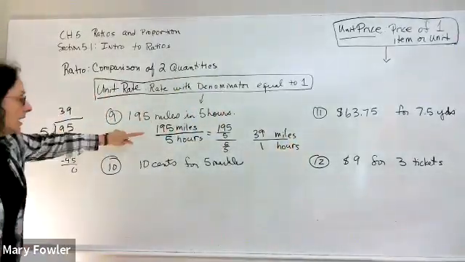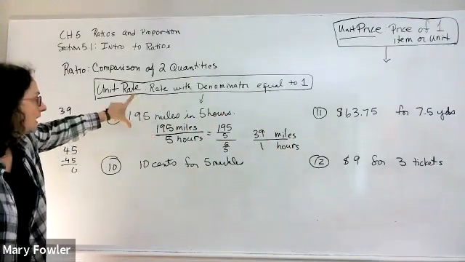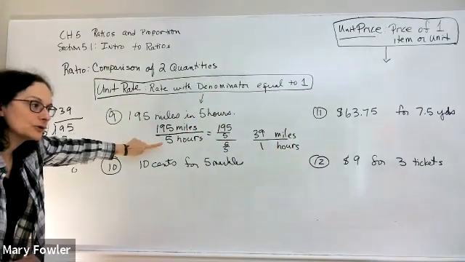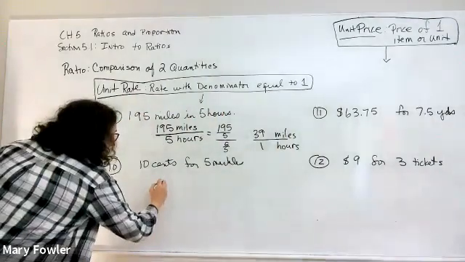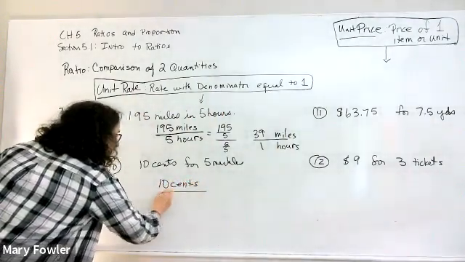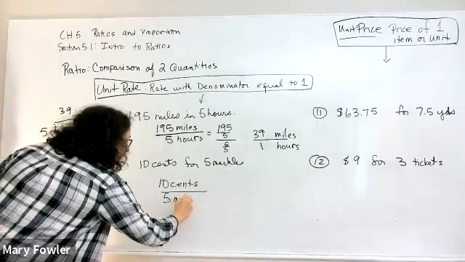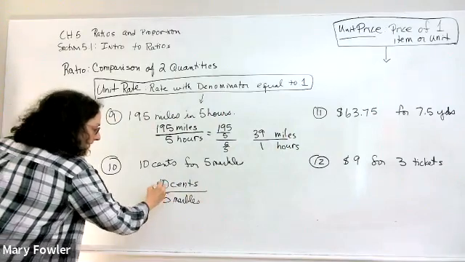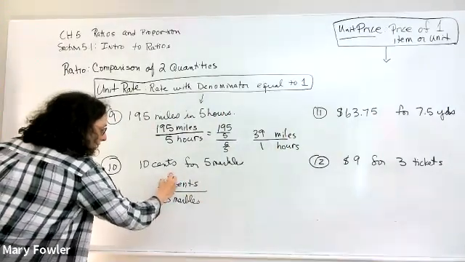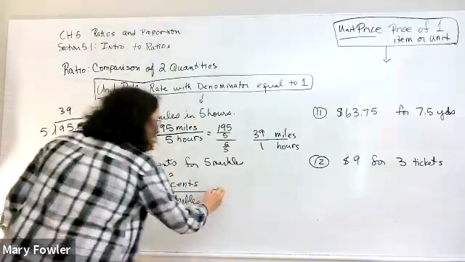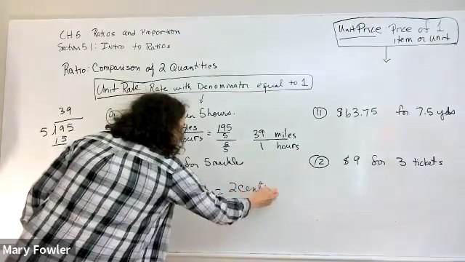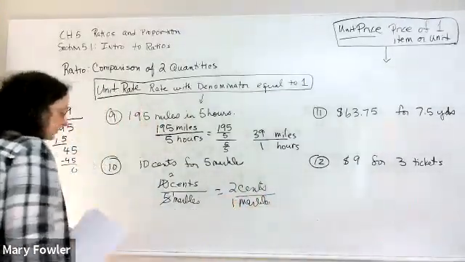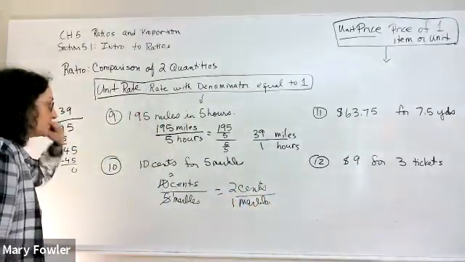Okay. And so really all we have to do to calculate a unit rate is divide numerator and denominator by whatever number is in that denominator. So in this case, for number 10, we have 10 cents for 5 marbles. I'm going to divide numerator and denominator by whatever is in the denominator. So it's a 5. So 5 goes into 10 2 times, and 5, of course, goes into 5 1 time. So this is 2 cents per 1 marble. Okay. So that is its unit rate.